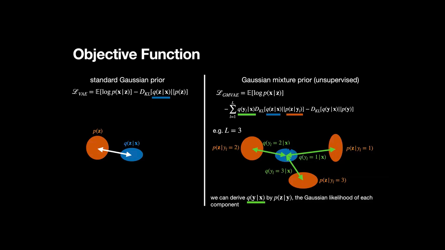So we want to regularize the latent variable to each of the Gaussian components with a pushing force Q of Y given X. Such a pushing force can be determined by P of Z given Y, the Gaussian likelihood of each component. It is a measurement of how likely the latent variable belongs to each of the Gaussian components. So the weighted sum here, the pushing force, is determined by P of Z given Y. On top of that, we have a regularization term for the categorical variable Q of Y given X, regularizing its distribution to the uniform distribution that we set in practice.